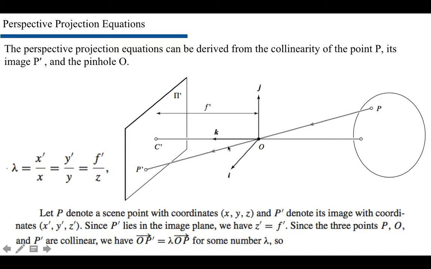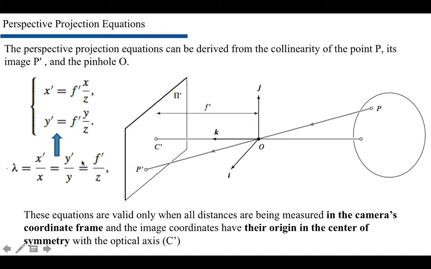So if we go further, we can solve for x prime, which is the value that we want to compute here, the location of x prime in the image plane. We can observe that if we take these two terms, x prime is equal to f prime times x divided by z. And the same for y prime: y prime will be f prime times y divided by z. So that's it. Easy, isn't it?